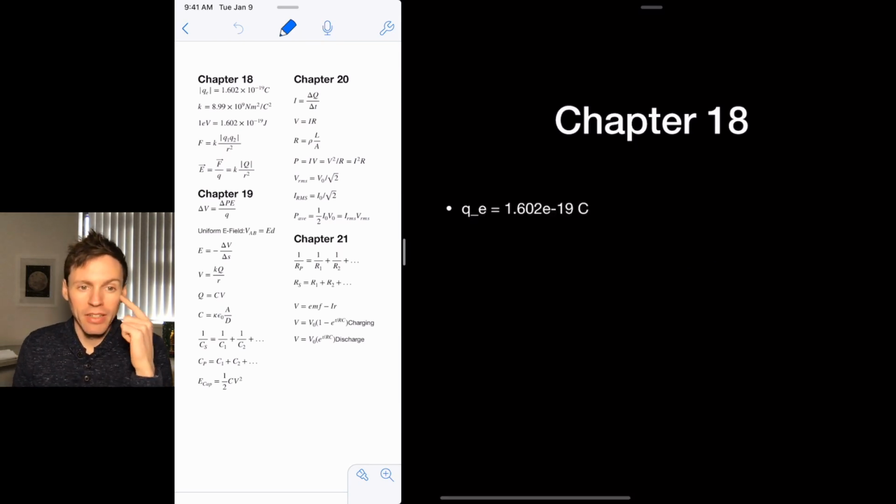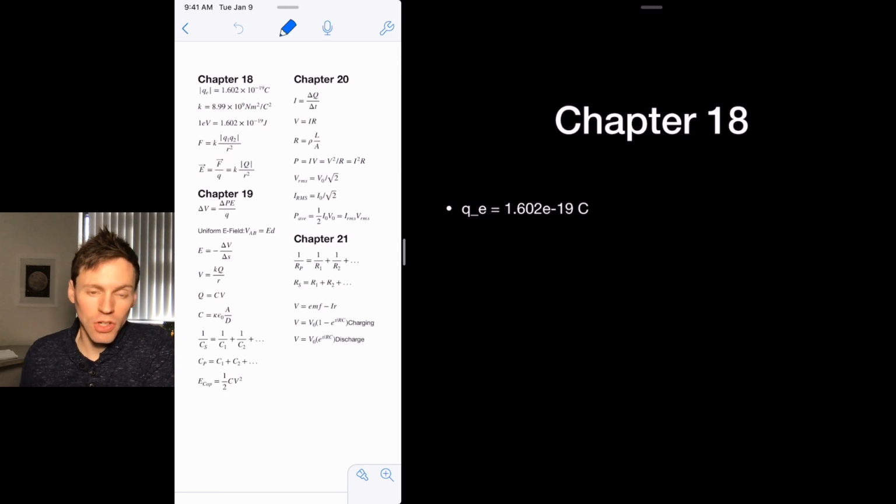Out of chapter 18, what do you need to know? You need to know the charge on an electron, 1.602 times 10 to the minus 19 coulombs. If I give you a certain number of coulombs, you need to be able to calculate how many electrons that is and vice versa. An electron has the charge minus, and a proton has the opposite charge, plus charge.